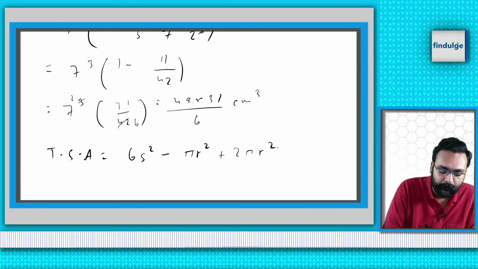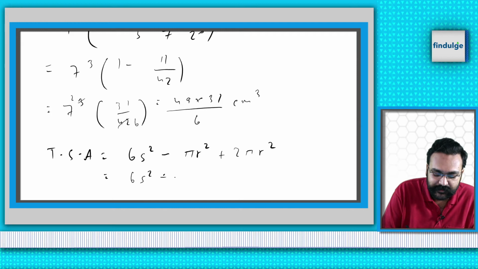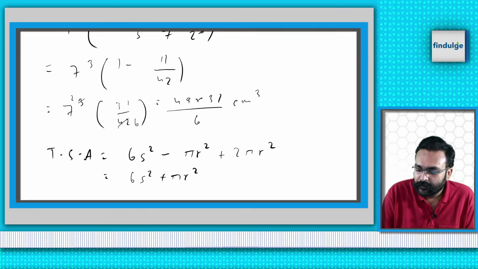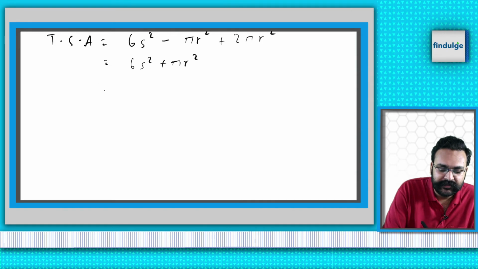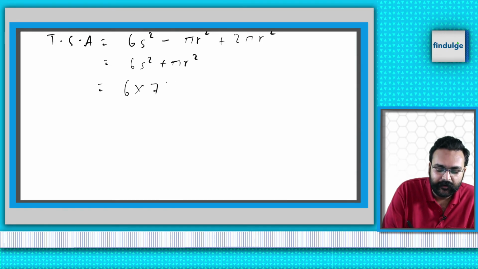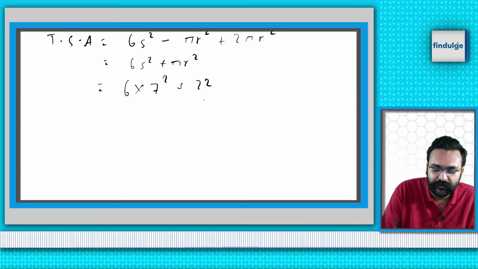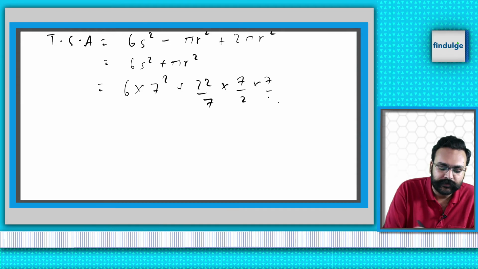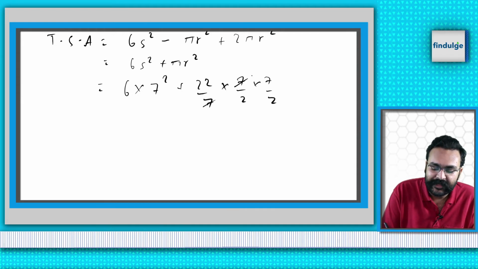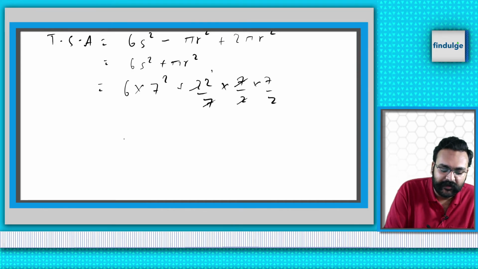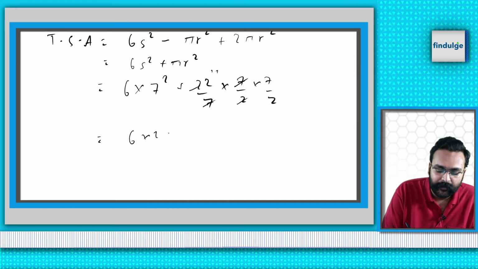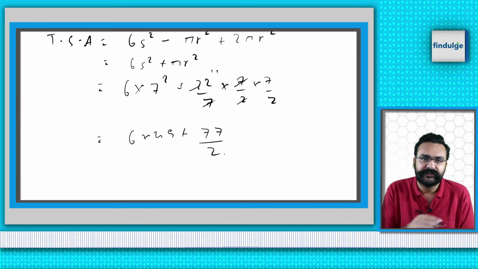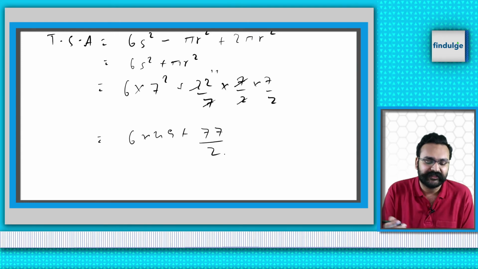So obviously minus pi r square plus 2 pi r square will just be 6s square plus pi r square, which is equal to 6 times 7 square plus 22 by 7 into 7 by 2 squared. So 7 by 2 into 7 by 2. So obviously here gets cancelled, 11. So we're left with 6 into 49 plus 77 upon 2. And we will simply calculate this to get to a reasonable answer.